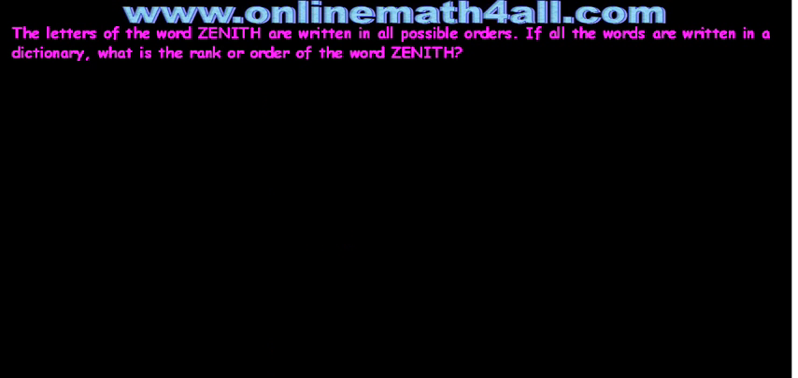write the letters of the word zenith in alphabetical order. So if I write the letters of the word zenith in alphabetical order, E will come first, then H, then I, N, T, Z. So this is the alphabetical order of the letters of the word zenith. Now I am going to form some new words with these 6 letters starting with E.